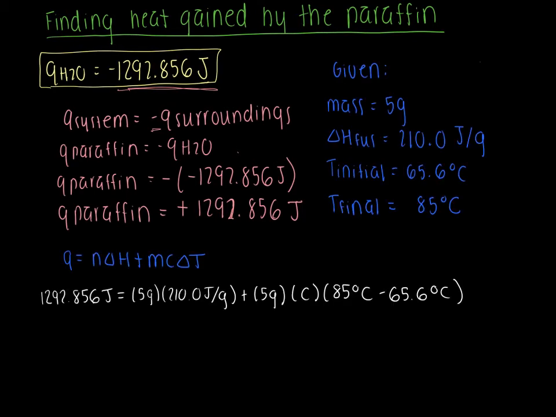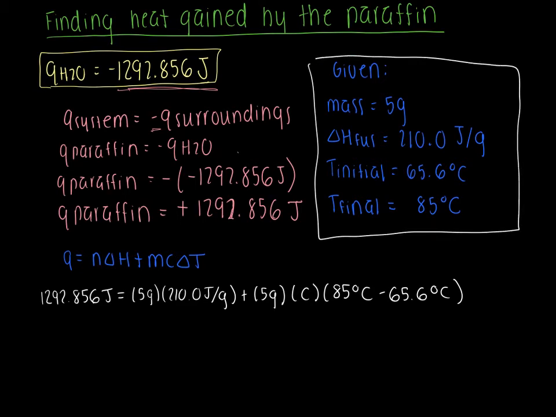Here I've given the information from the problem that we can be using to plug into the equation Q equals n delta H plus mC delta T, and this is the total heat gained by the paraffin. I went ahead and plugged in the information that we know, and from this we can see where the units cancel out and how we can determine the specific heat capacity of the paraffin.